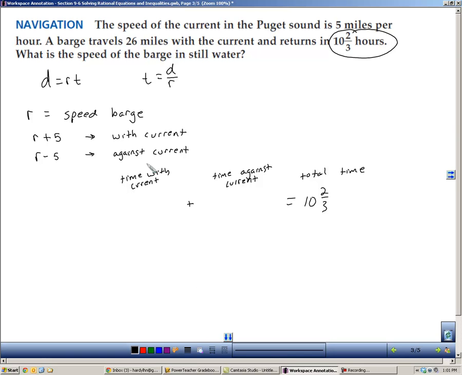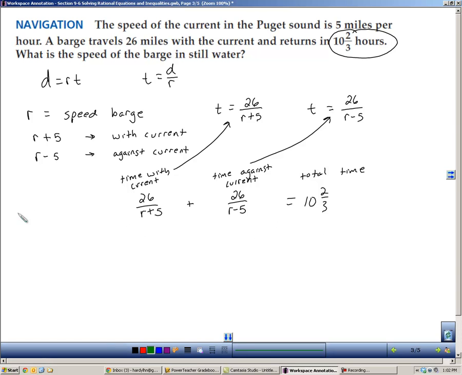Well, what is the time with the current? Well, I'm going to go up here and say time equals the distance, and then the rate with the current is r plus 5. And then my time against the current is still 26. That's still the same distance, but it's r minus 5. So here we go. The time with the current is 26 over r plus 5, and the time against the current is 26 over r minus 5. And this creates a rational equation that I can solve.